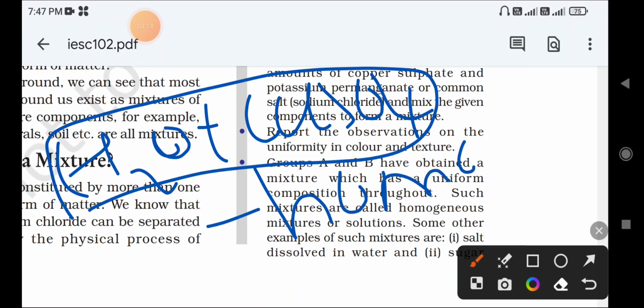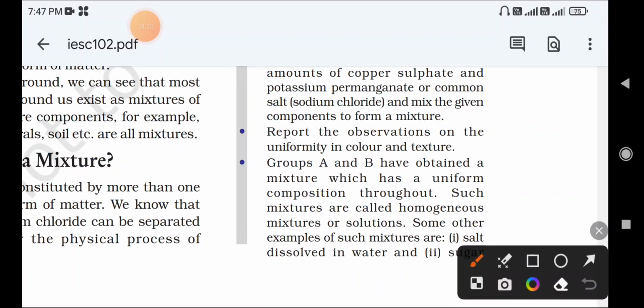In our exam they will ask what is a homogeneous mixture. We can write: the mixture which has uniform composition throughout is called a homogeneous mixture or a solution. This is a very important definition for your 2 marks. They will ask for the homogeneous mixture with an example. Uniform means same, it is not changing.